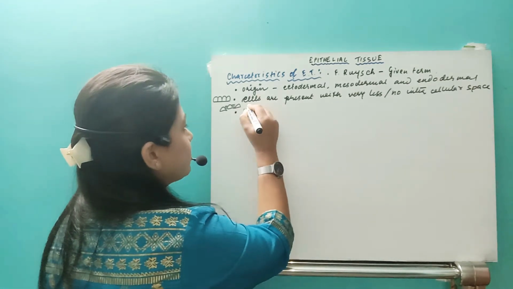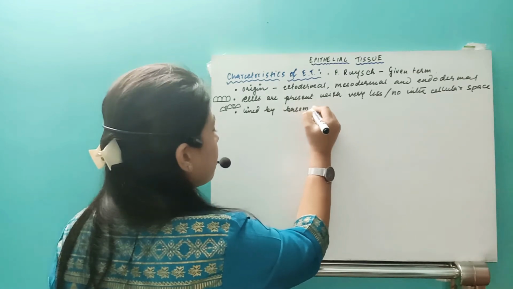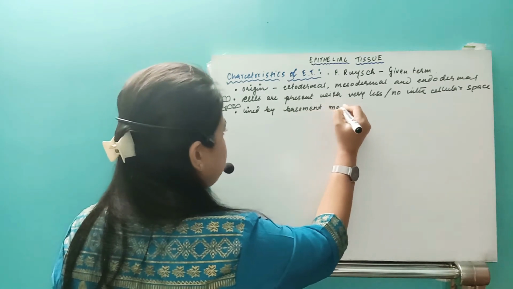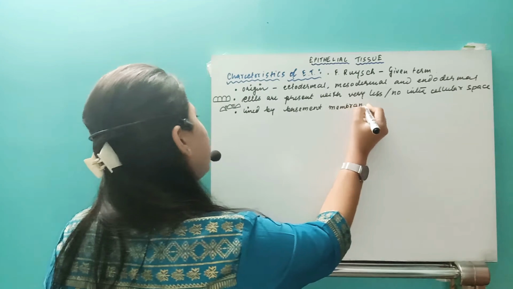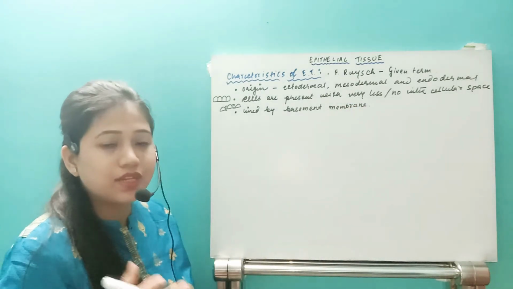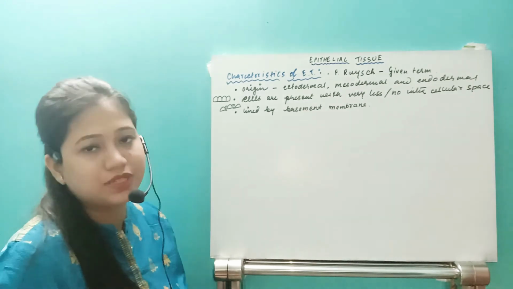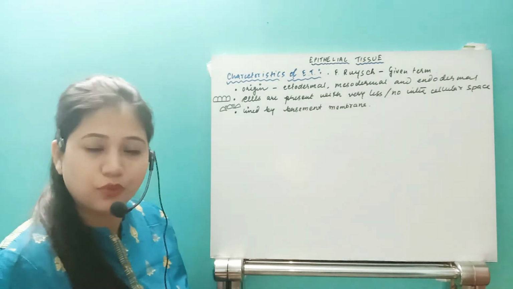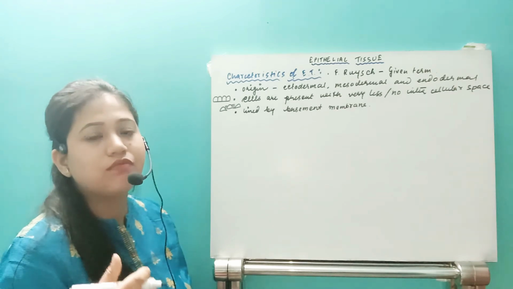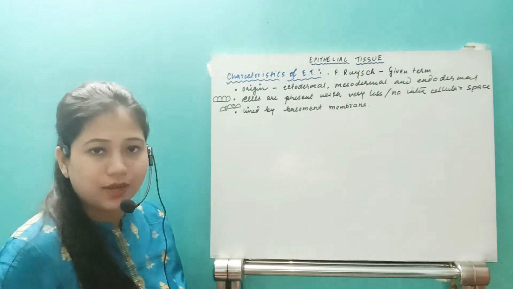Next, see the next characteristic: in epithelial tissue, it is always lined by one basement membrane. Now what is a basement membrane? I told you in the earlier video that epithelial tissue can be classified into two categories, simple epithelium and compound epithelium, right? Simple epithelium has only one layer and compound epithelium has more than one layer.